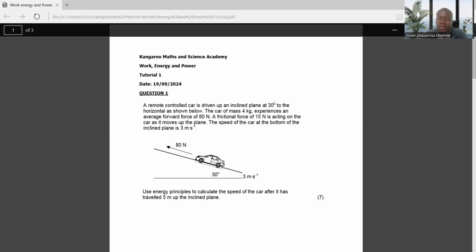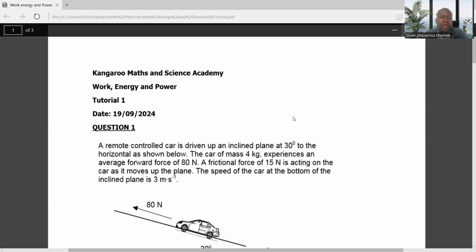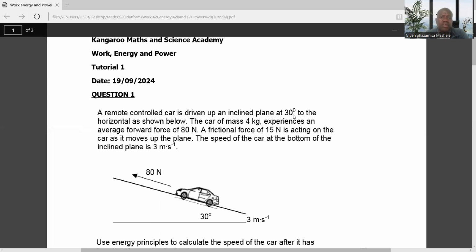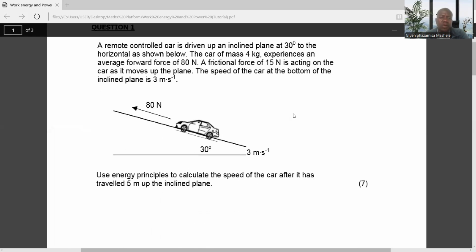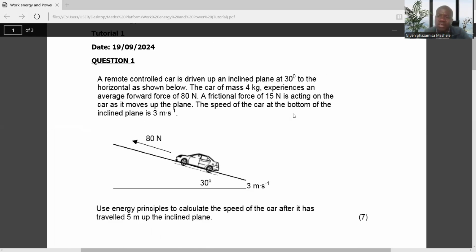Let me zoom the paper. All right. This is the work, energy and power question. Then I want us to go through the questions. It says a remote controlled car is driven up.